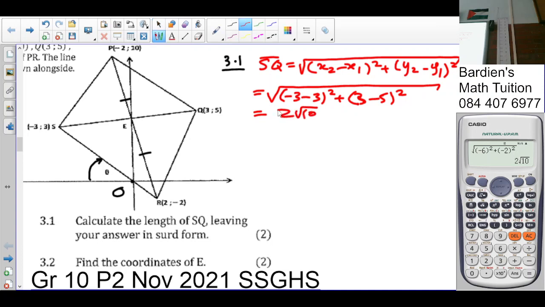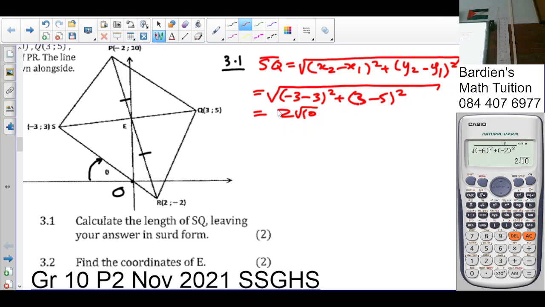Okay, otherwise if you leave it as root of 40, you wouldn't have lost anything because they didn't say simplify. Okay, and normally we teach you in grade 11 how to simplify surds. So that's going to be root 40 or 2 root 10. Both is sufficient for the full marks.